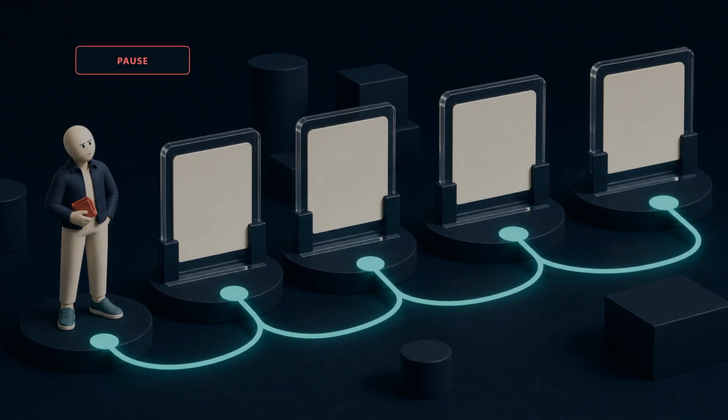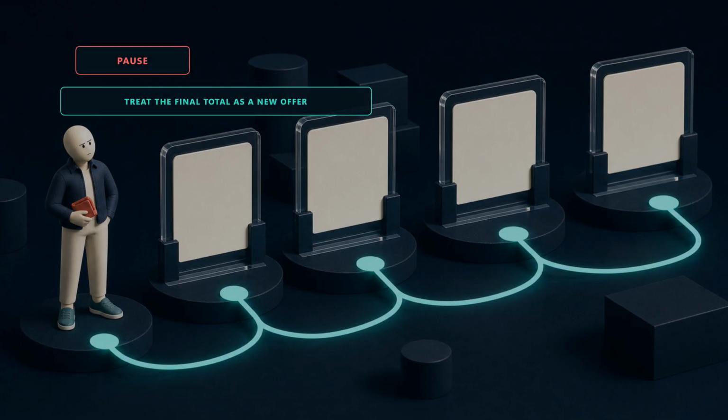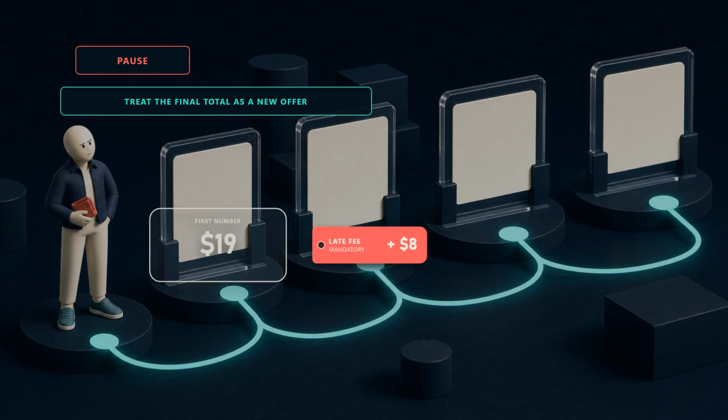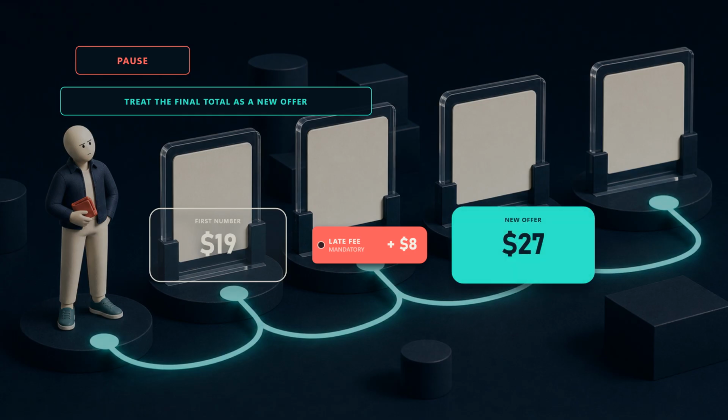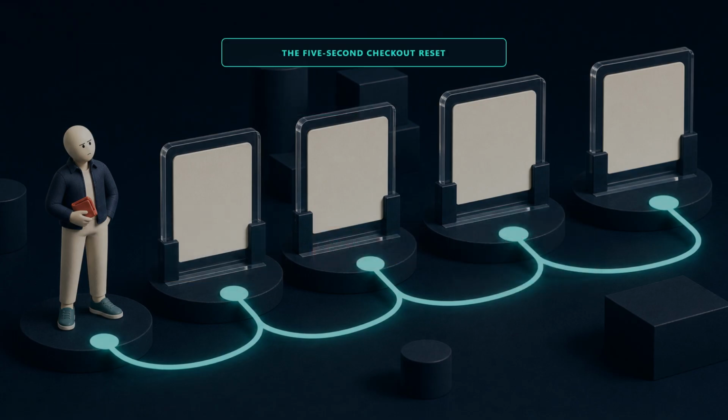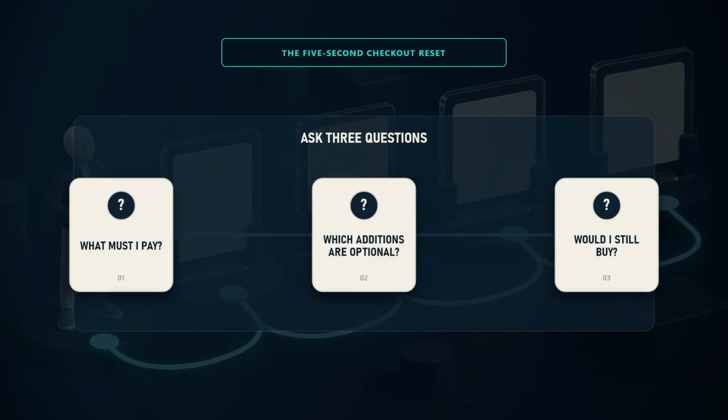Rules help, but the useful skill is recognizing when your decision has been reframed. When a new charge appears, pause and treat the final total as a new offer. That reset matters because the relevant choice is not the fee alone, it is the entire purchase at the new total. Forget the first number for 5 seconds. Ask 3 questions. What is the amount I must pay to receive the thing? Which additions are genuinely optional? Would I choose this product if the final total had been shown at the beginning?